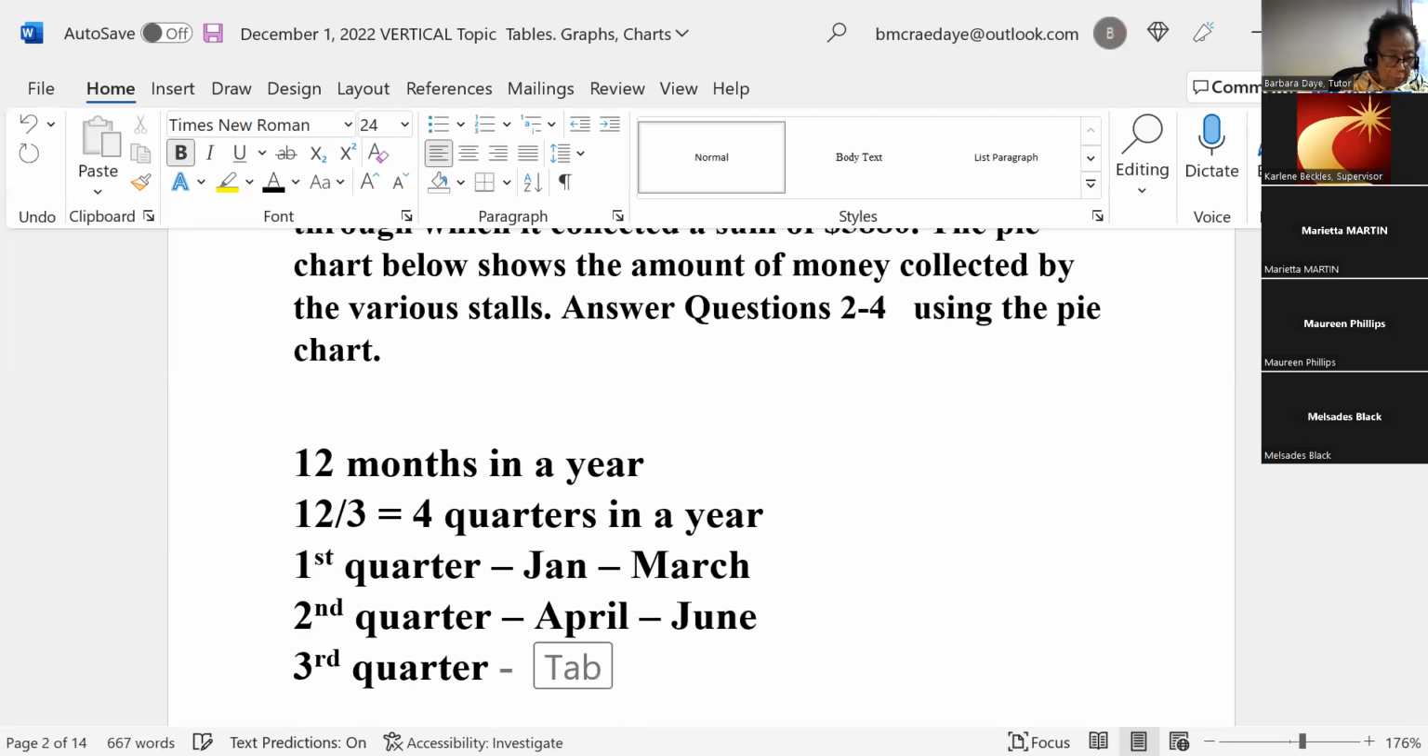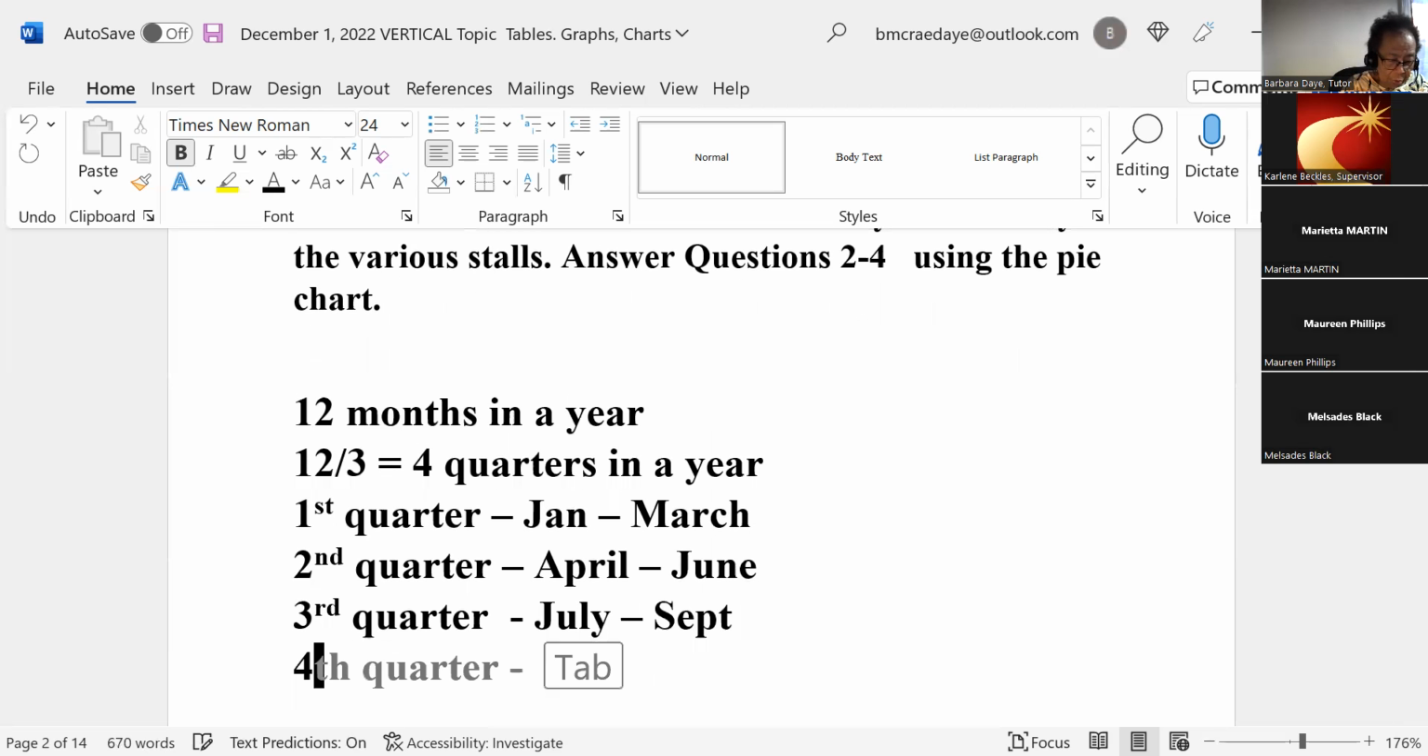So this quarter is what months, Mercedes? July, August, September. And the last quarter, the fourth quarter, what months? October, November, December. Okay, so this would be October to December, right? So those are your 4 quarters, right?